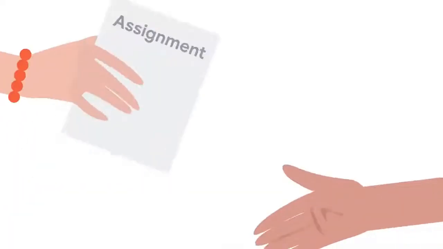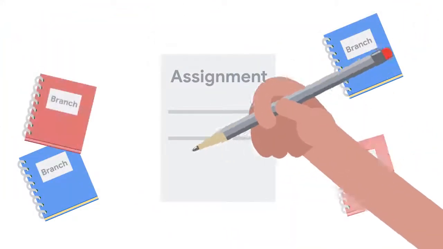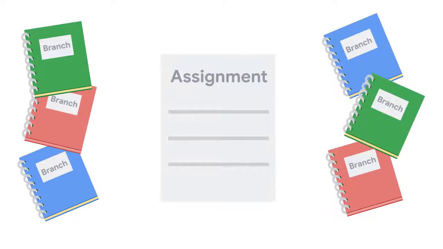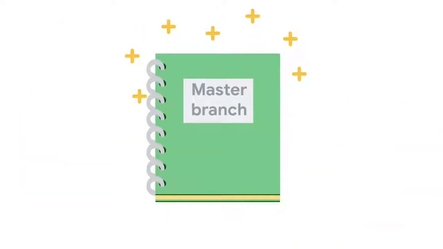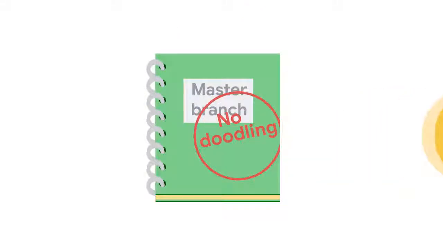If this seems confusing, maybe an analogy will help. You can think of a Git project as an assignment your teacher gives you in a class. You do all your work on the assignment in a set of notebooks, each notebook representing a different branch. You use some notebooks to jot down rough drafts and experiments, but you keep one notebook, the master branch, in a tidy state, and you copy the polished versions of these drafts into it. No doodling in the master notebook, please.